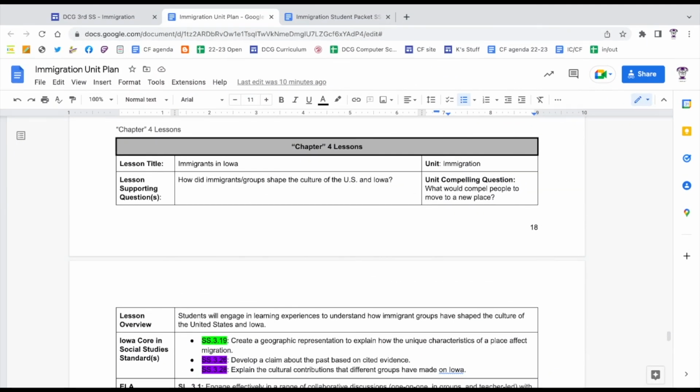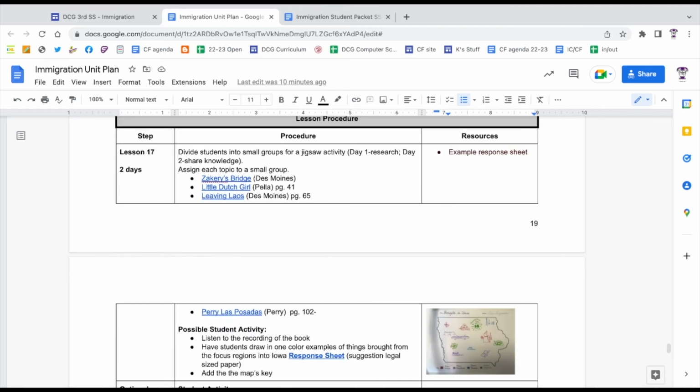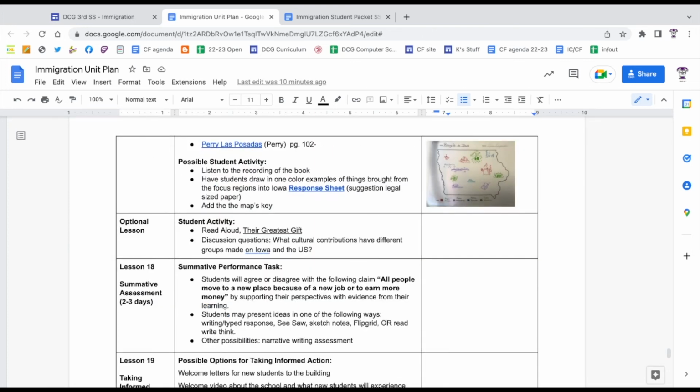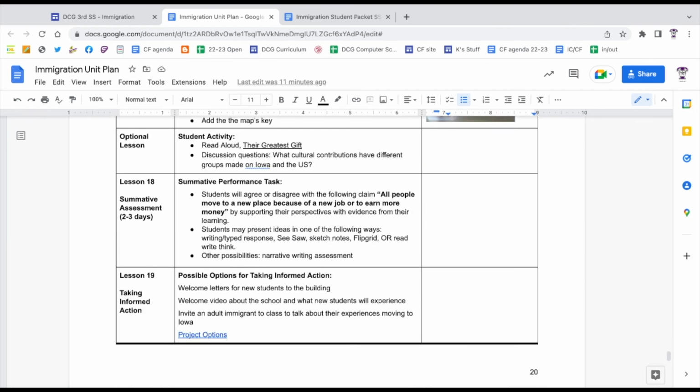Chapter 4 continues to focus on immigrants in Iowa, and we're focusing on how immigrants and groups shape the culture of the United States and Iowa in particular. In Lesson 17, we're looking at the influence of specific groups in Iowa. There's an optional lesson using the book Their Greatest Gift, again focusing on cultural contributions. Lesson 18 is the summative, in which students either agree or disagree with the claim, all people move to a new place because of a new job or to earn more money. Students support their position and can present their thoughts in a variety of ways.